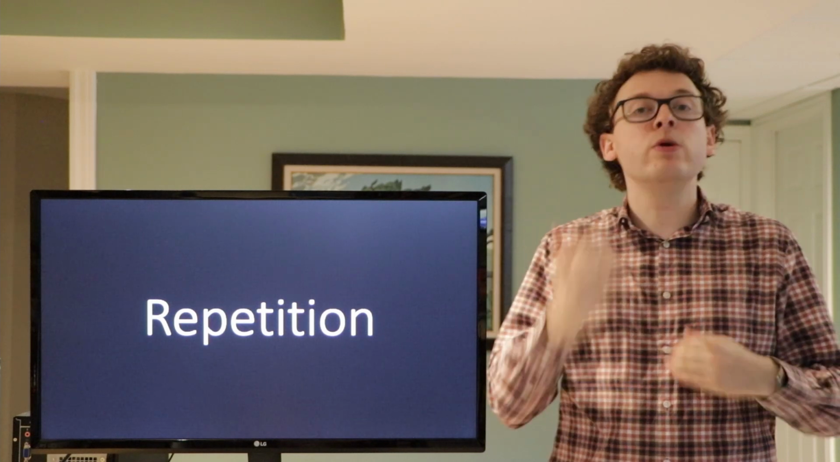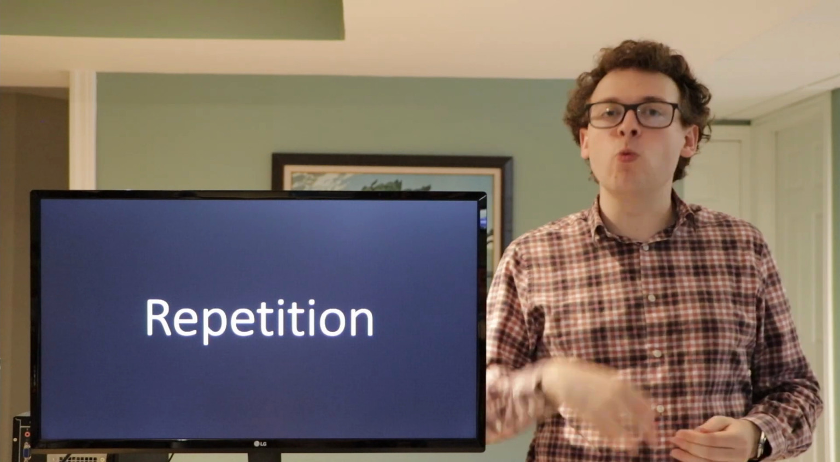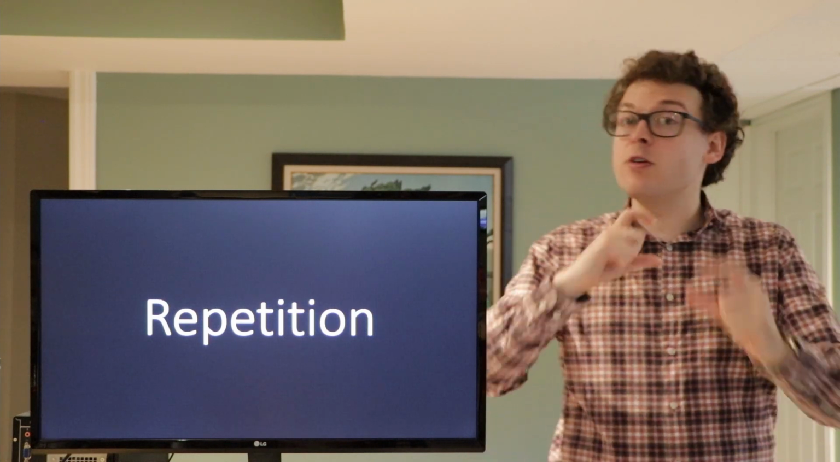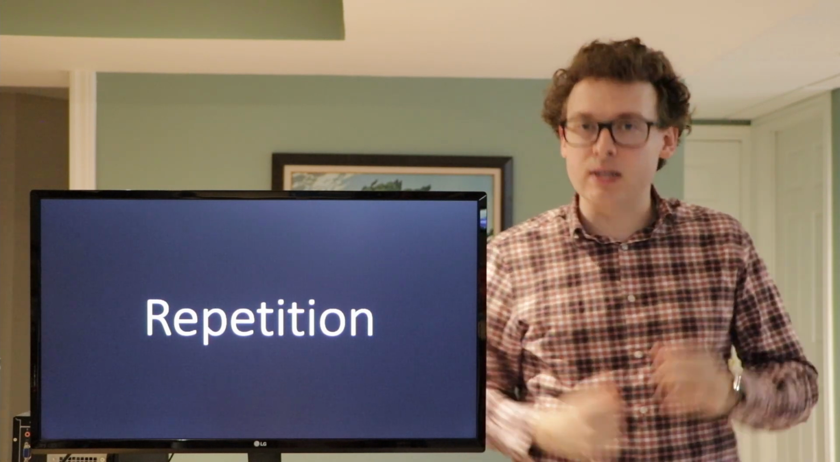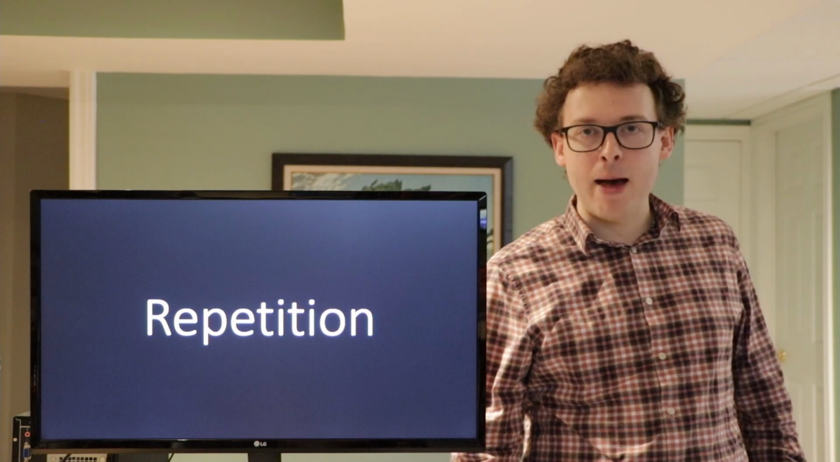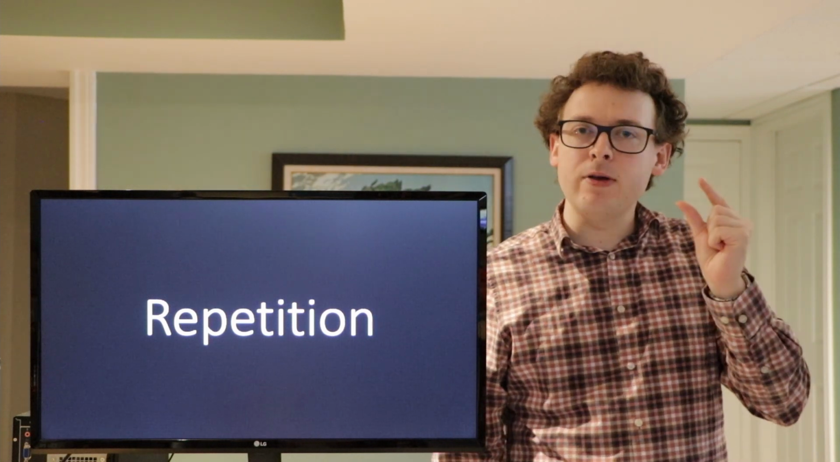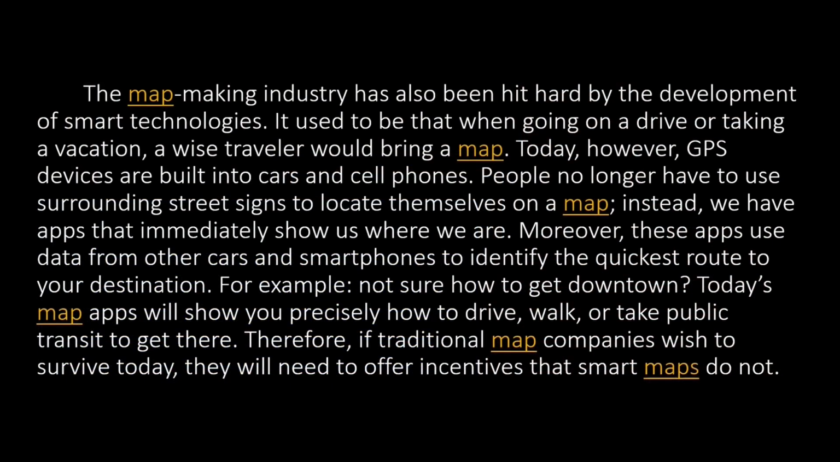It tells us when we say the same word or read the same word over and over again that that word is important, and it helps us to see how the ideas fit together. So let's look again at that map paragraph, and this time we're going to look at the times where the word map is repeated. Do you see it? We've got, once again, lots of yellow and lots of underlines. 6 different times. The map-making industry. A wise traveler would bring a map, locate themselves on a map.